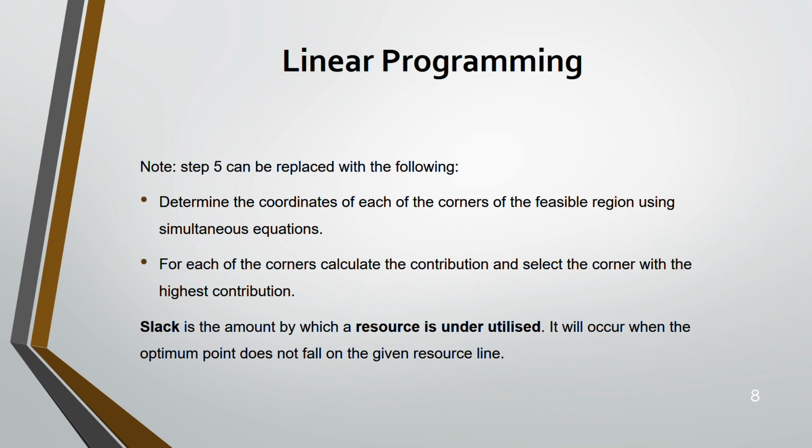What is slack? Slack is the amount by which a resource is underutilized. You have not utilized the resource up to its optimum capacity. That is the meaning of slack. Usually it occurs when the optimum point does not fall on the given resource line, because the resource has been underutilized. So when it's underutilized, you will not reach the optimum point on that line because there's slack, which is not good.